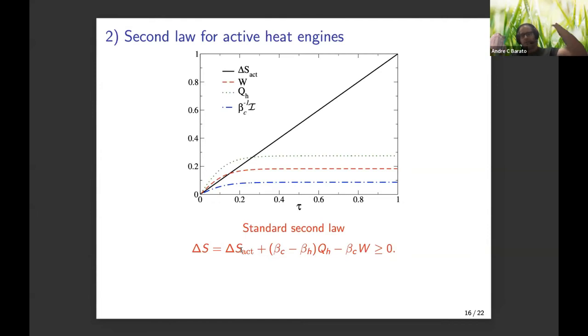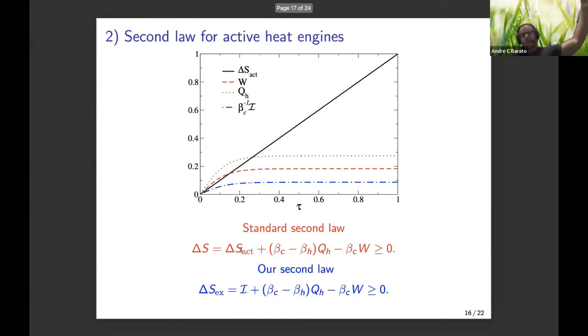Now, the appropriate second law for this active heat engine is the second one. It comes from what's called the excess entropy. If you do the excess entropy, you still get the heat, you still get the W, but you get this I term, which I'm going to talk about later. It's an information theoretic term, and this I term is in blue here. Now the I term has the right scaling, so it doesn't grow linearly with the time tau. And pretty much that's our result.